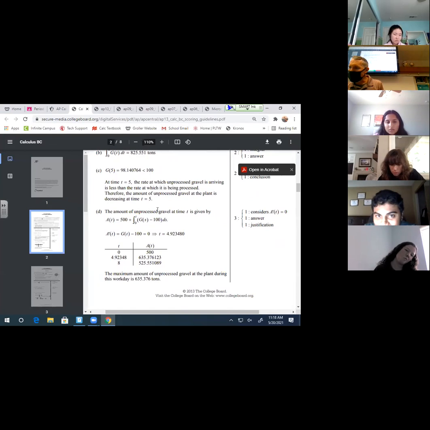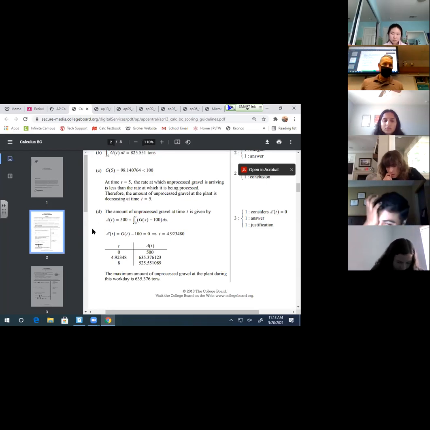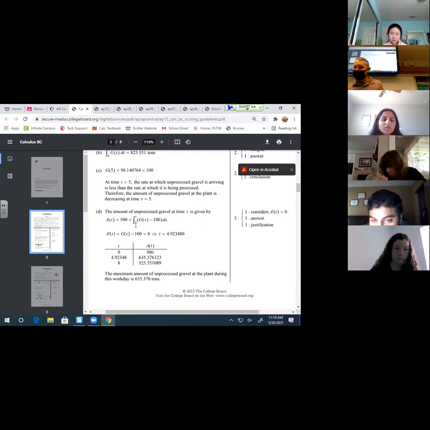The amount of unprocessed gravel at time t is given by A of t, which is equal to how much unprocessed gravel you had to start plus how much that unprocessed gravel is changing. So they say that's equal to 500, your starting unprocessed gravel, plus the integral from 0 to t of G of s minus 100 ds. It could have been any other variable other than t, because we're using t as this upper limit of integration.